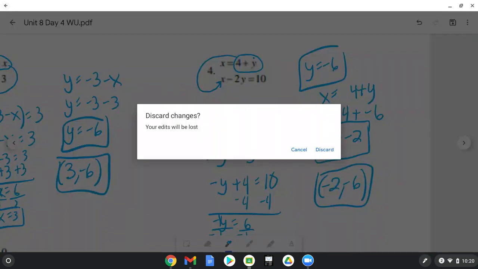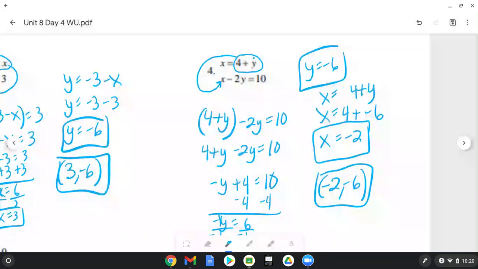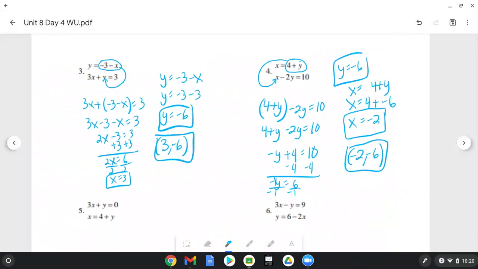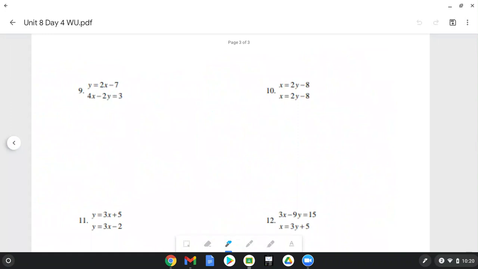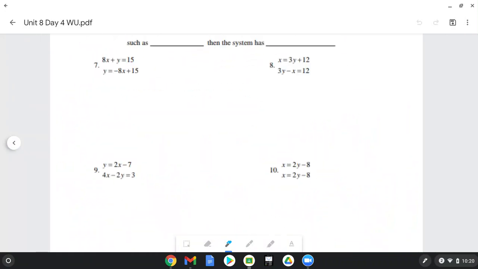Any questions on that? Oh, any questions on that? All right. So let's go to the next page. This is the new part of the notes.